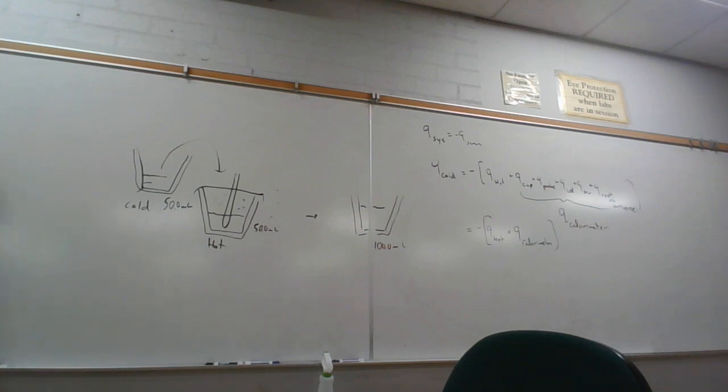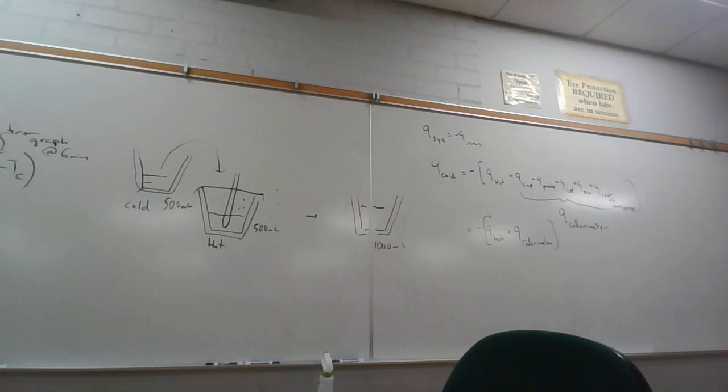times delta T. Delta T is T final minus T initial. T final is the mixed temperature, minus T initial. For the cold water, that's T sub C, the temperature of the cold. These we're going to get from our graph at 6 minutes. All right, this whole thing is going to equal minus Q of the hot plus Q of the calorimeter.